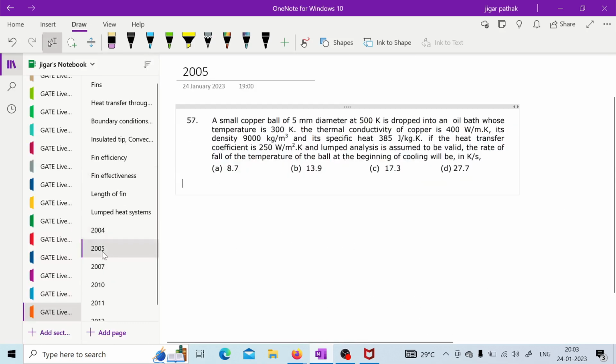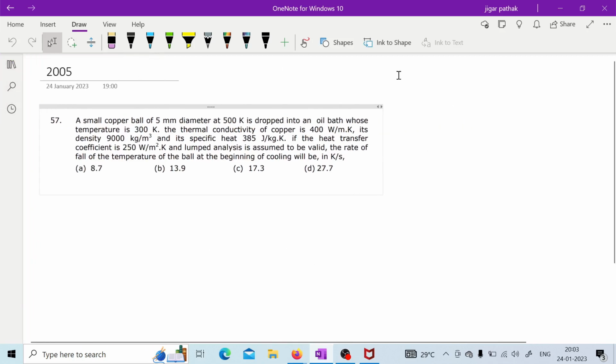So now if we go to the next one: a small copper ball of 5 mm diameter at 500 Kelvin is dropped into an oil bath whose temperature is 300 Kelvin. The thermal conductivity of copper is 400 watt per meter Kelvin. Its density is 9000 kg per meter cube, and its specific heat is 385 joule per kg Kelvin. The heat transfer coefficient is 250 watt per meter square Kelvin, and lumped analysis is assumed to be valid. The rate of fall of temperature of the ball at the beginning of cooling is asked. Here you are already told that lumped analysis is valid.